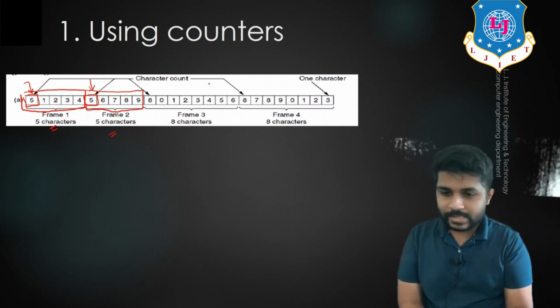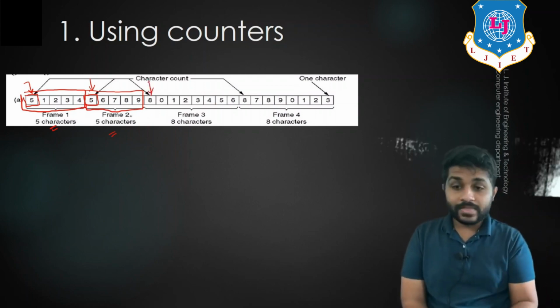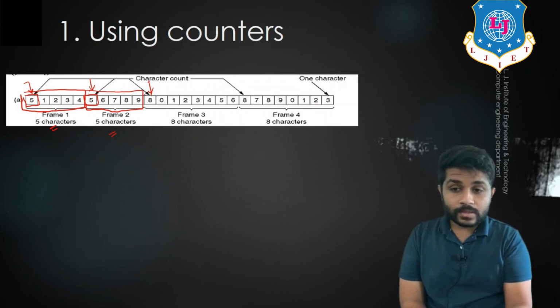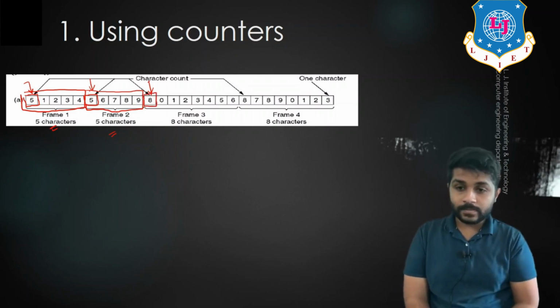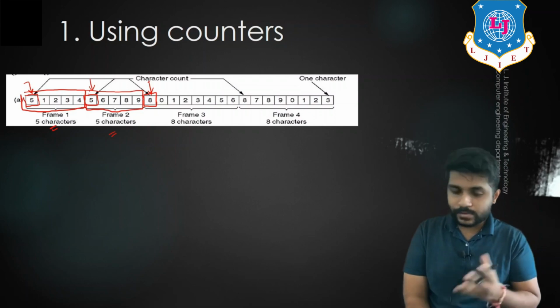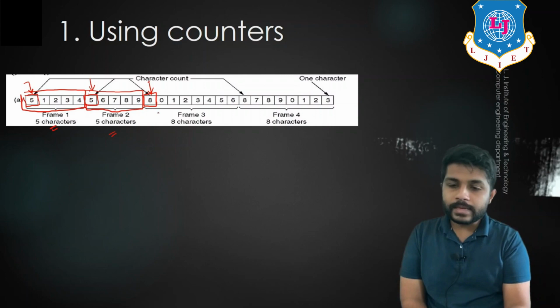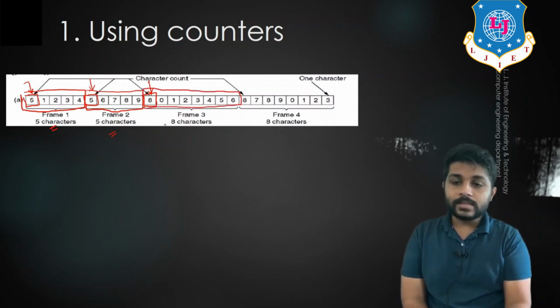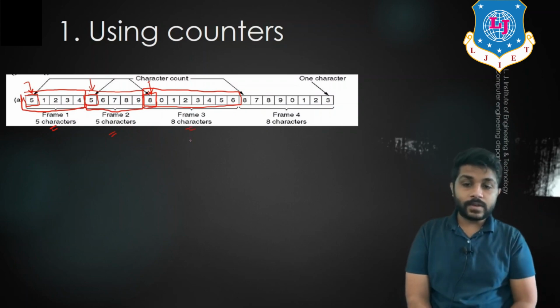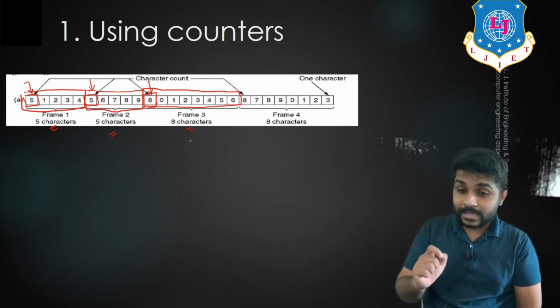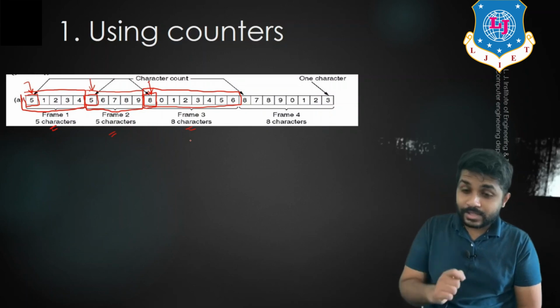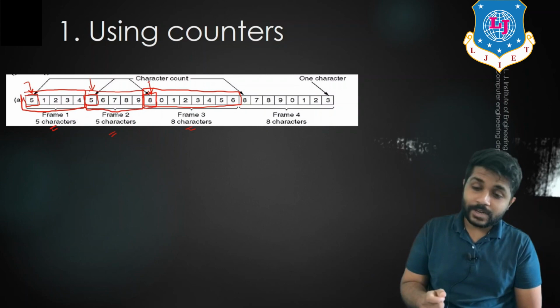Again you can see that after 5 characters are received, the receiver will receive the first character of the next frame. Again from the first character, the receiver knows that there are a total of how many characters? 8 characters. There are a total of 8 characters in the frame. So the receiver will receive these 8 characters and consider them as frame 3. But in this situation we are not considering any error. In a real life scenario, errors will be present.